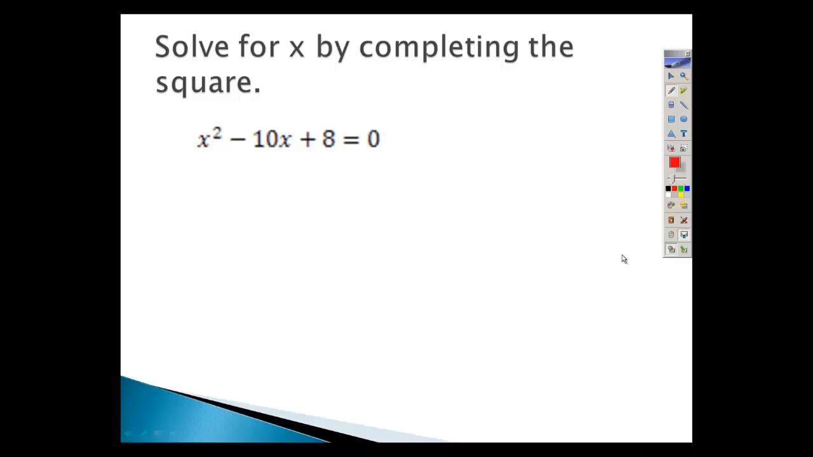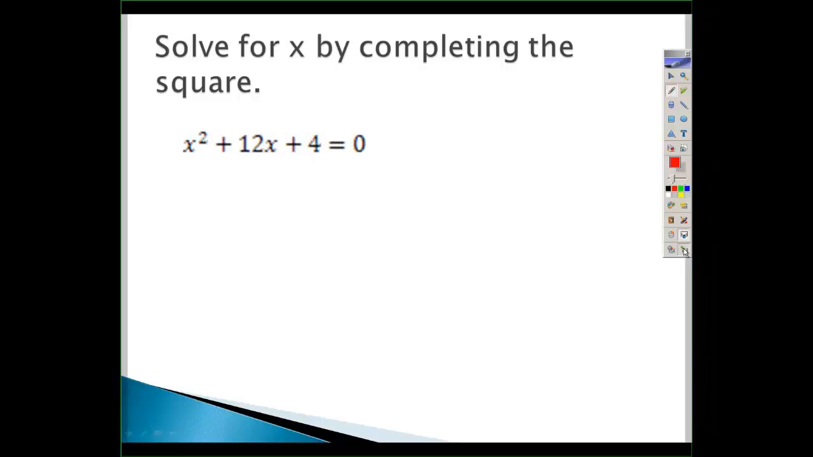We're going to do a few more. They're not all this simple. This one, once again, is going to be pretty obvious. 4 times 1 does not add up to 12, and 2 times 2 is not going to add up to 12, so there's no way to factor this by traditional methods. We need an alternate method, so we're going to use completing the square to help us solve this.